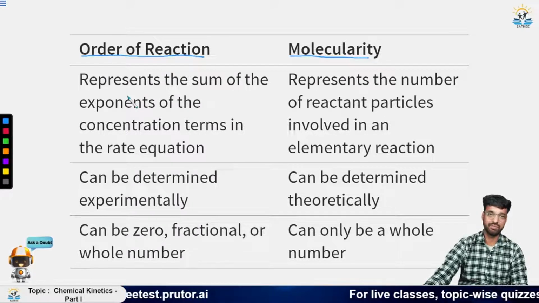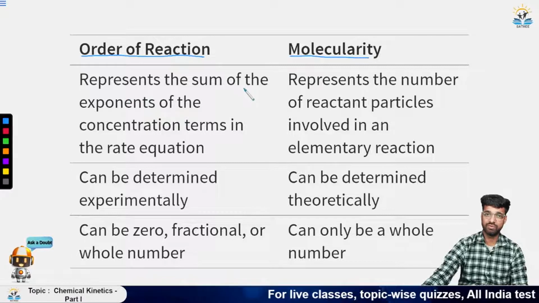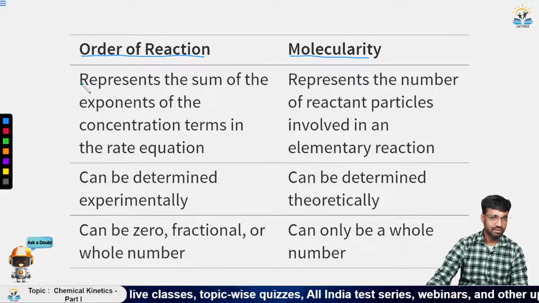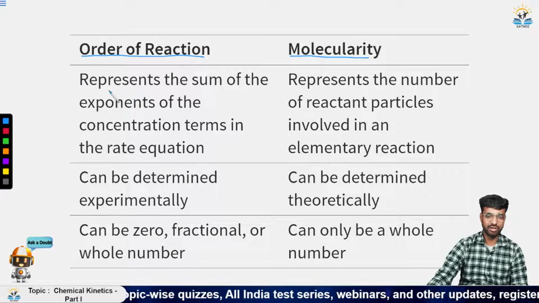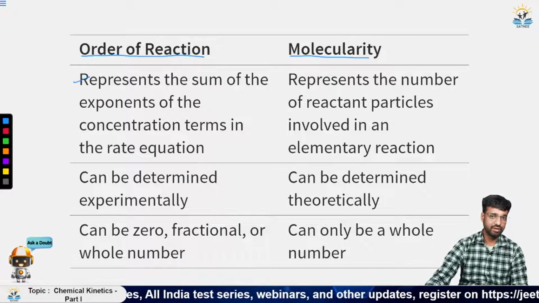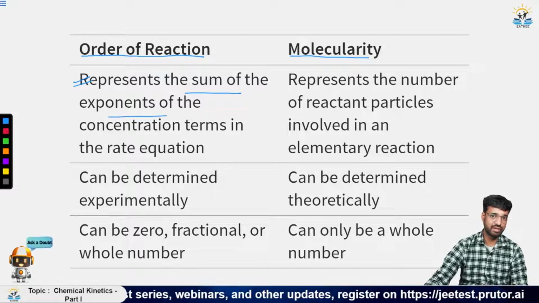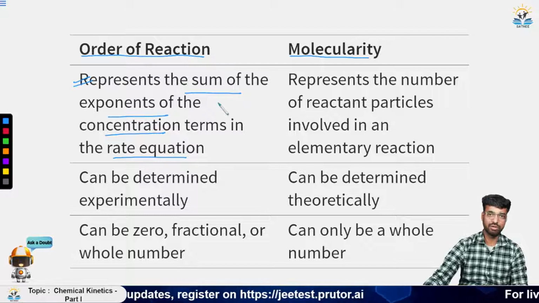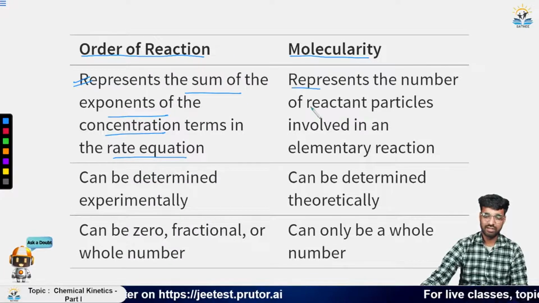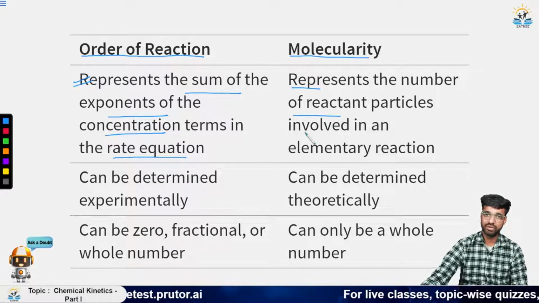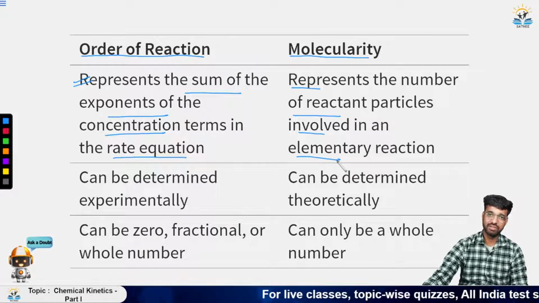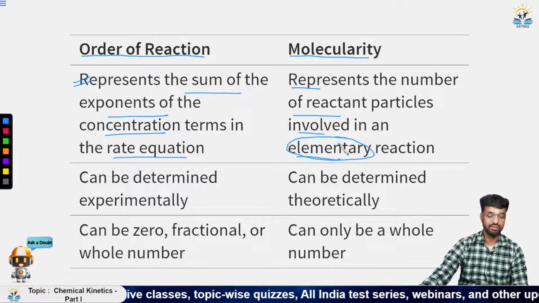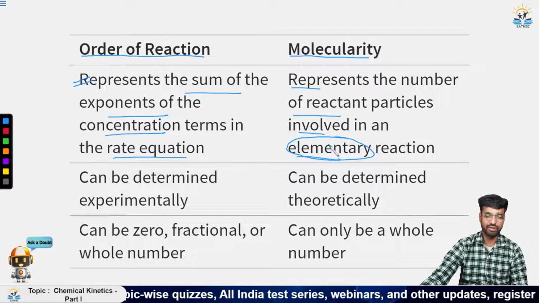Do not take it as a boundary line that we will always take the molecularity as 2. Now what is the difference between order of reaction and molecularity of reaction? Order represents the sum of the exponents of the concentrations in the rate equation. That is the basic definition we know about the order of reaction. And molecularity, what does it represent? It represents the number of reactants that collide together to give the reaction in an elementary reaction. So molecularity is only defined for an elementary reaction and not for a complex reaction.